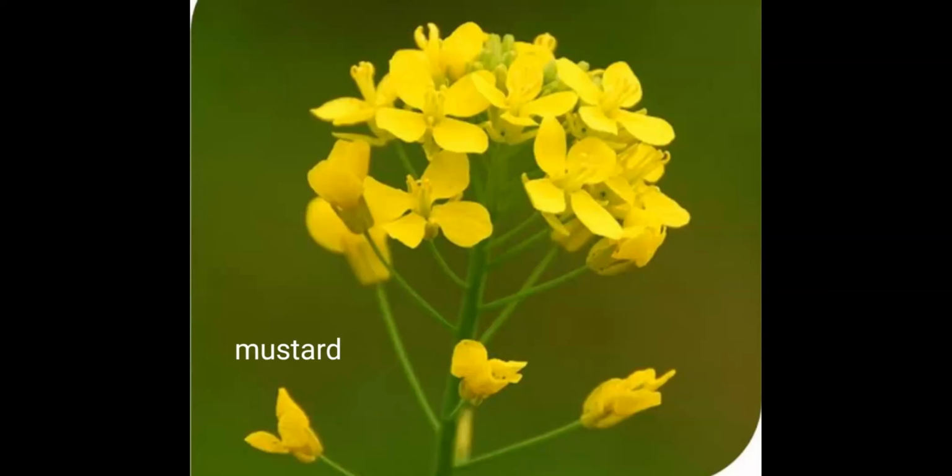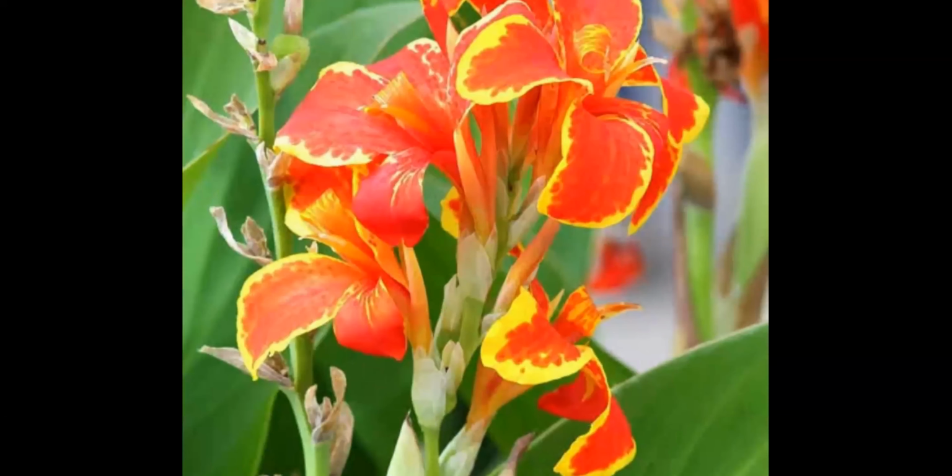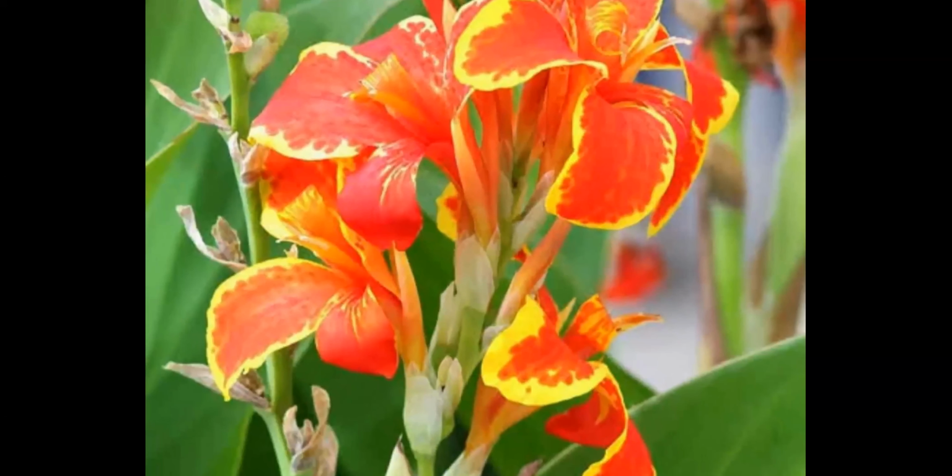This is the mustard flower. Next, after that, this is the canna, okay, in which all four petals have a different shape.